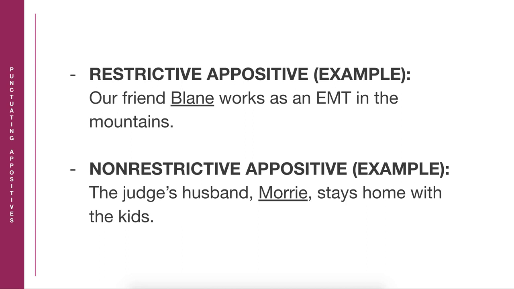So we could take a non-restrictive appositive right out of the sentence, and we would still have all of the information we need to know exactly who we are talking about. In those situations, we do need commas on both sides of the appositive. So with our non-restrictive appositives, we're going to put commas or dashes around that extra information to show that it's extra. Now, today we've talked about appositives.